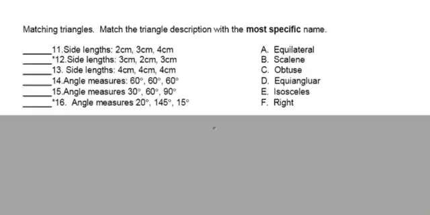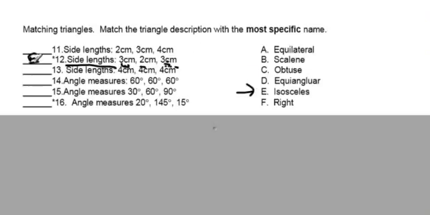Okay, we're going to match the triangle description with the most specific name. So naming a triangle by its side lengths. When you have sides of 3, 3, and 2, that's two congruent sides. Two sides of equal length. Well, that must be an isosceles triangle.